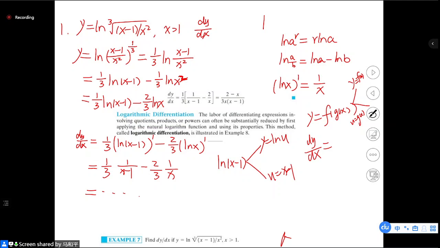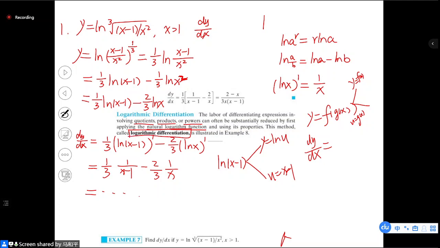This means we have used the method of differentiating expressions involving quotients, products or powers, which can often be substantially reduced by first applying the natural logarithm function and using its properties. This method is called logarithmic differentiation. It is illustrated in example 8.